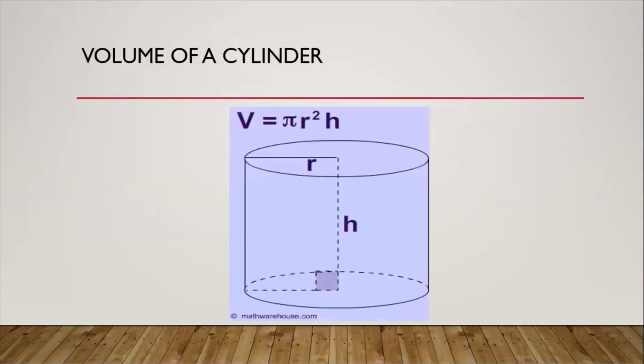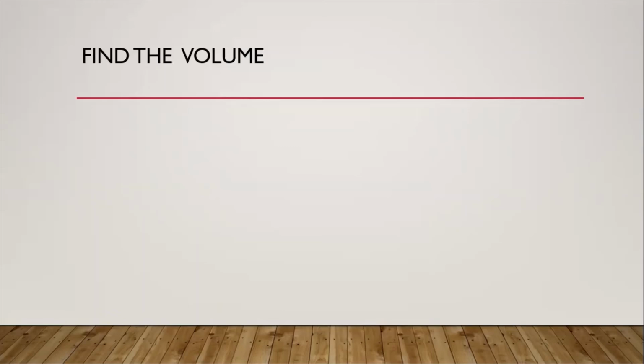Okay, now let's proceed. This time we are going to find the volume of a cylinder. And the formula used in finding the volume of the cylinder is volume is equal to pi times r squared times its height. So let us try some examples here.